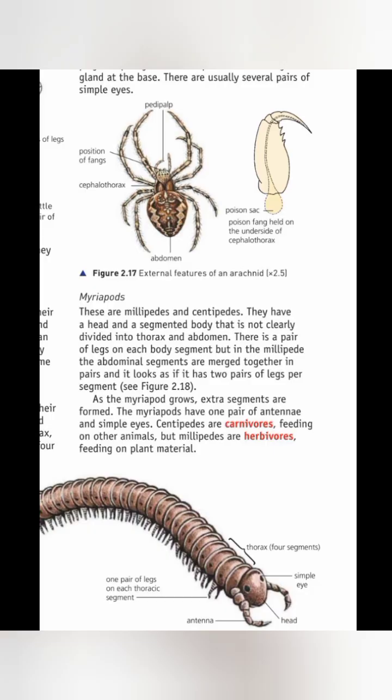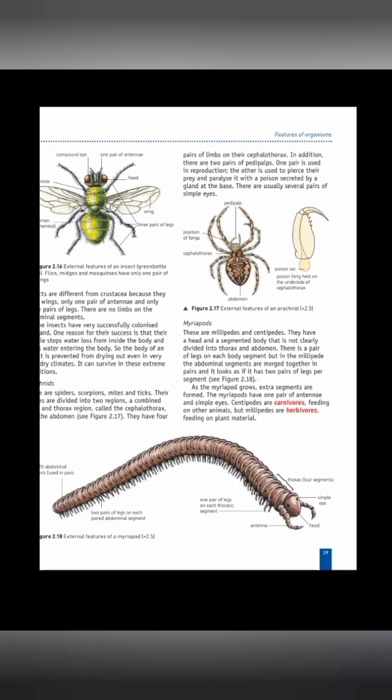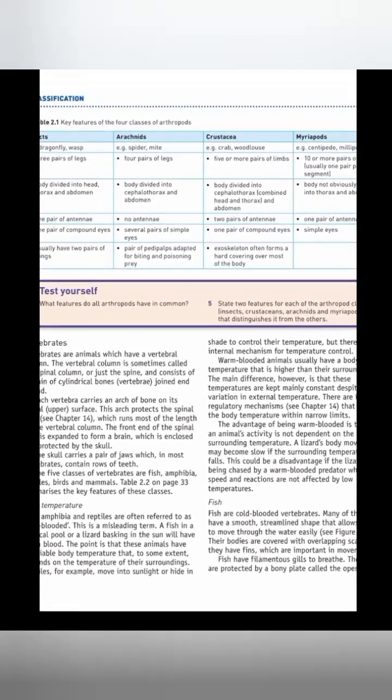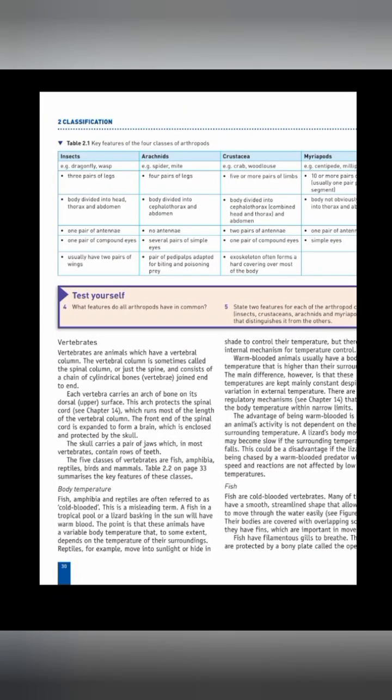If one pair of legs is present on each body segment, it is known as a centipede, and if two pairs of legs are present in each segment, it is known as a millipede. Keep in mind that centipedes are carnivores, they eat animals, and millipedes are herbivores, they eat plant material. These are the basic classes of the phylum Arthropoda, which is present in the animal kingdom.